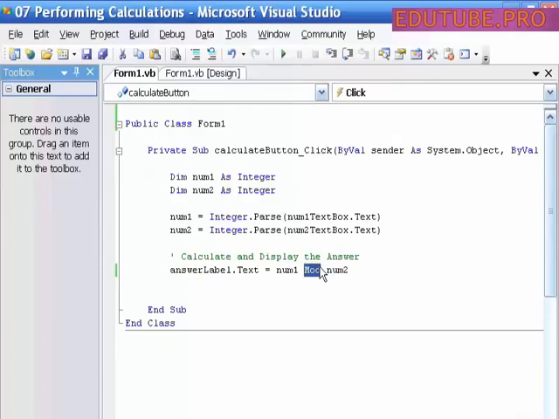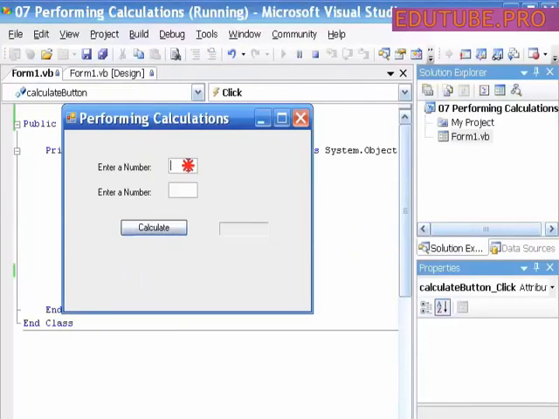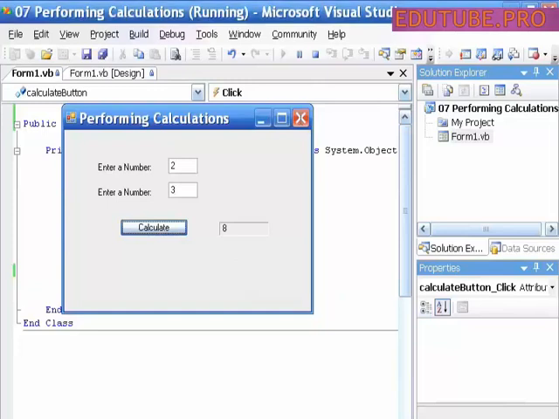And finally, we will change mod to the exponent, or raising to a power, which is the caret symbol, which is the shift of the 6 on the keyboard. And if, for example, we enter 2 and 3, we're going to be raising 2 to the third power, which gives us the answer of 8.